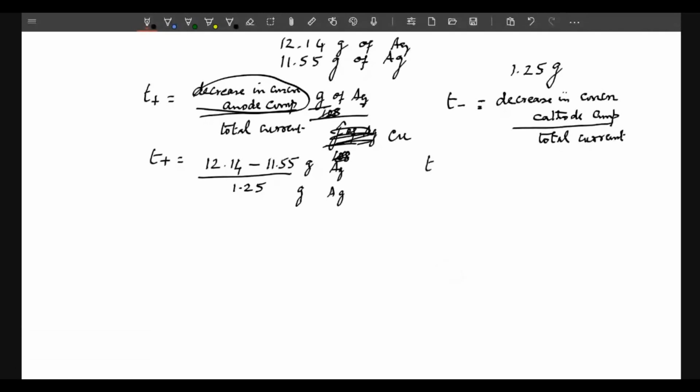If T plus is asked, you calculate the T plus directly. And if you are asked to calculate T minus, subtract the T plus from one to get T minus. Okay, so I think you follow this one. Complete the problem after the session. Take down the next question.